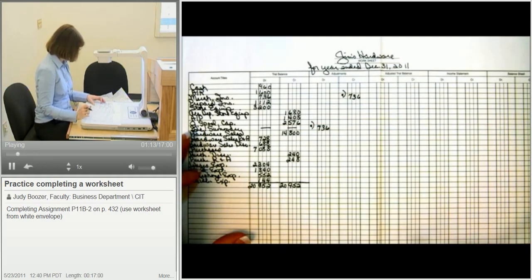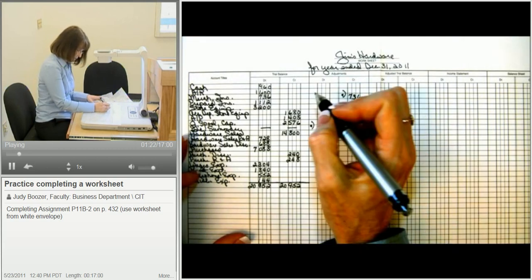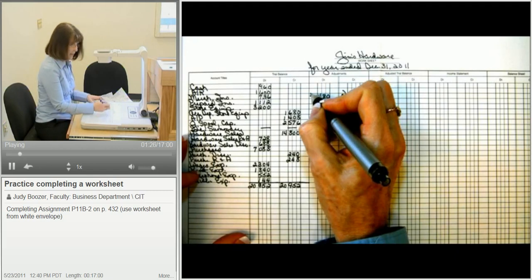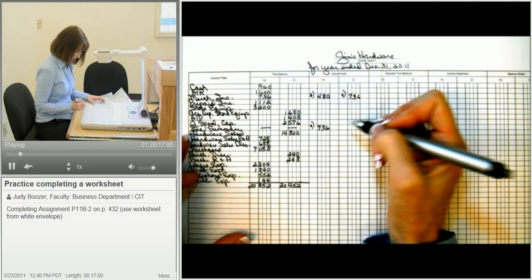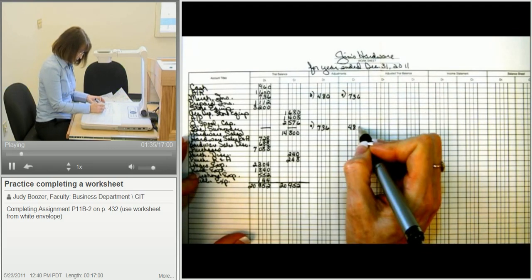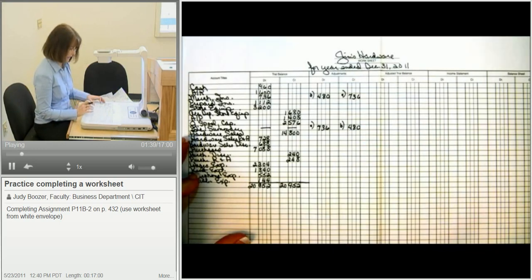Now, again, ending inventory shows 480. So what are we going to debit for that? Good. Merchandise inventory for 480. And it needs a credit, so we're going to come down to income summary for the same amount, 480. So that reflects our ending inventory, or our physical count.